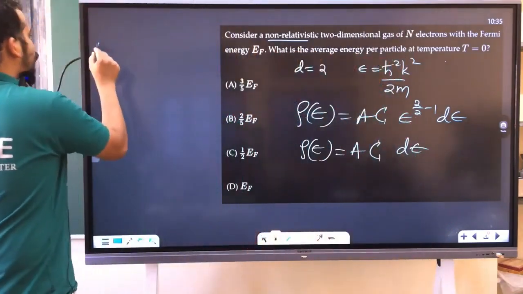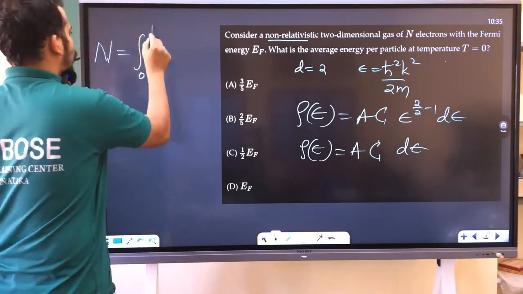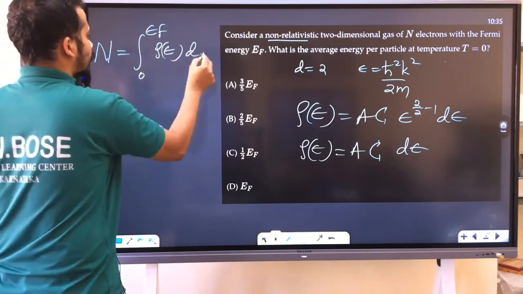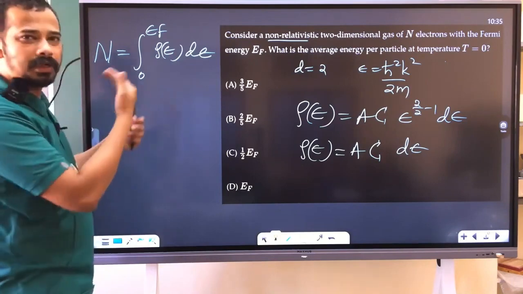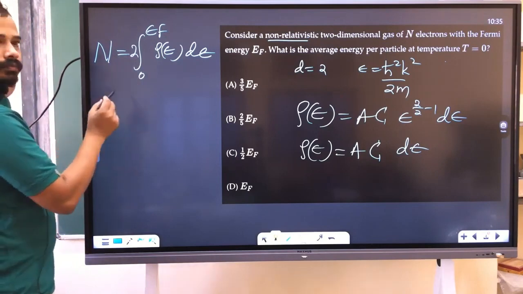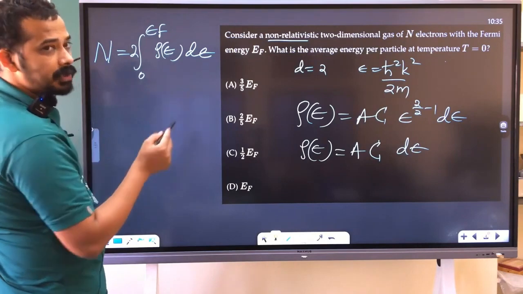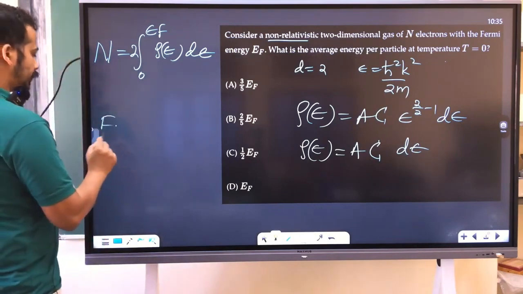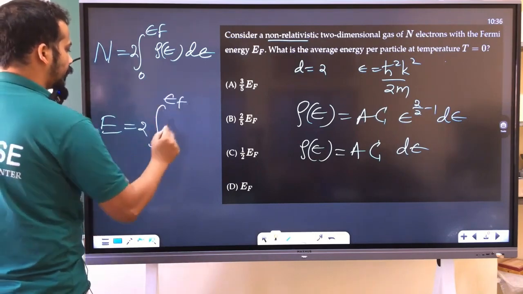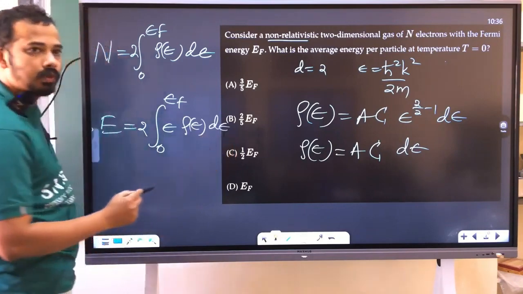Then you need to do these two. Number N is equal to integral from 0 to EF of rho of E dE. He said electron, it doesn't matter. When you take the ratio, that factor 2 will get cancelled, but still take the factor 2. Average energy is 2 times integral from 0 to EF of E times rho of E dE, with F of E equal to 1.